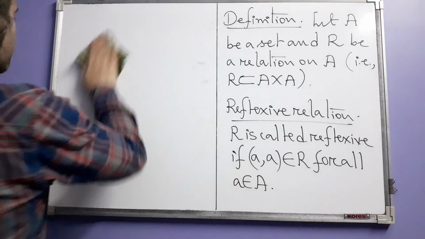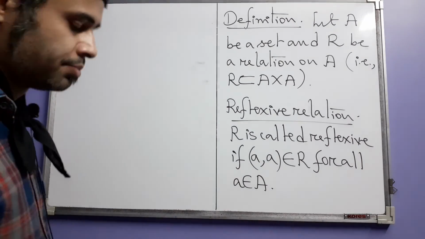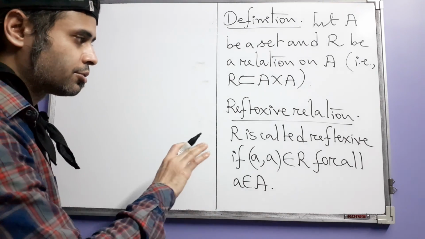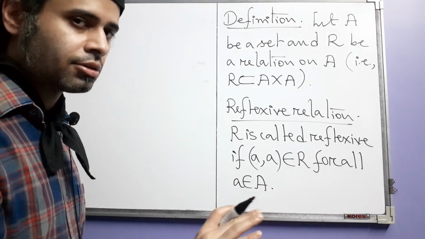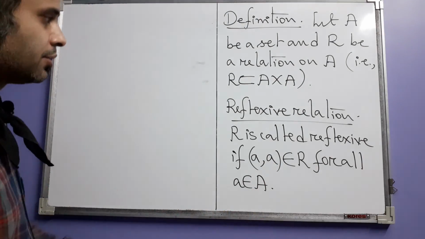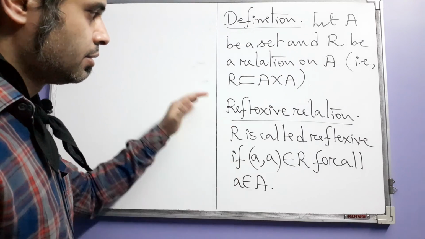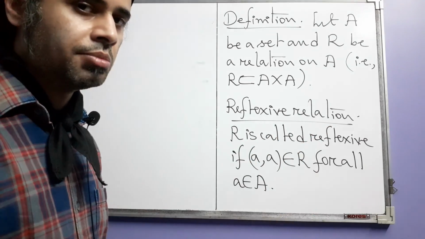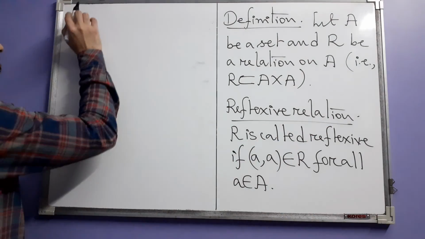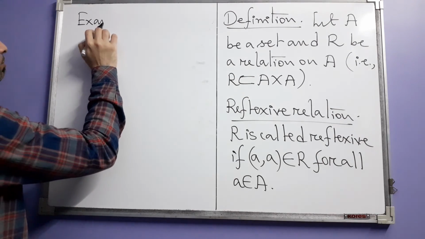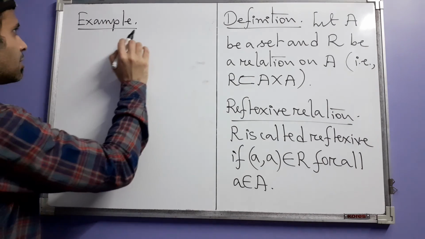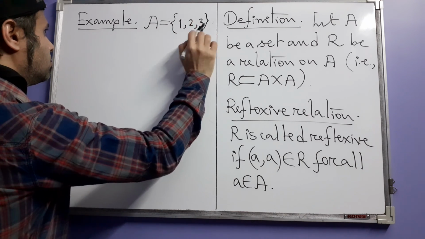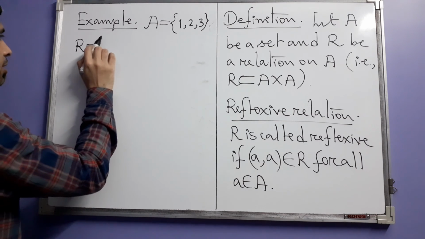To make it even more clear, let me present one example. In the middle of the definition itself, I am giving you an example. We should not do it on an exam paper. Whenever you write a definition in an exam, you write the formal definition. You do not inject something extra in between. This is only for our understanding. Suppose A is this set {1, 2, 3}, and let R be this relation.